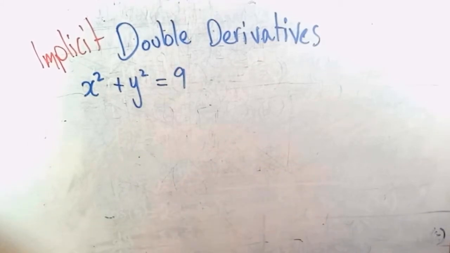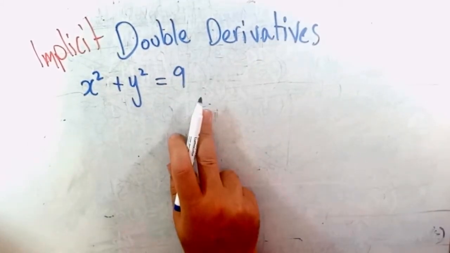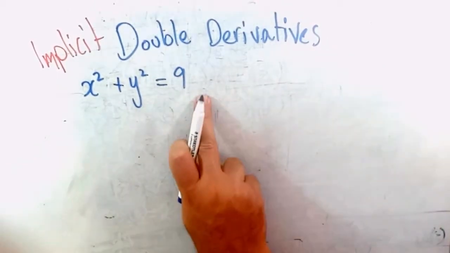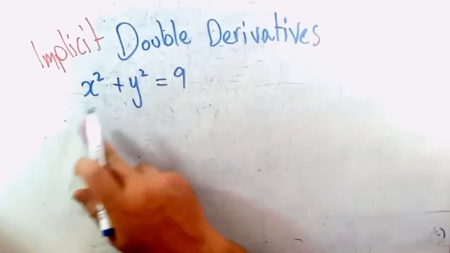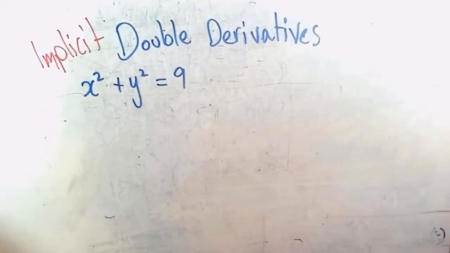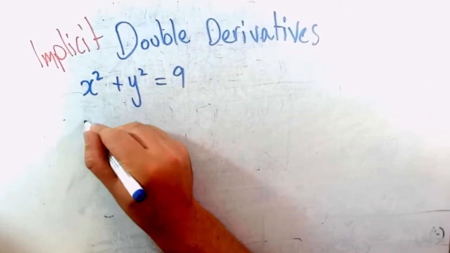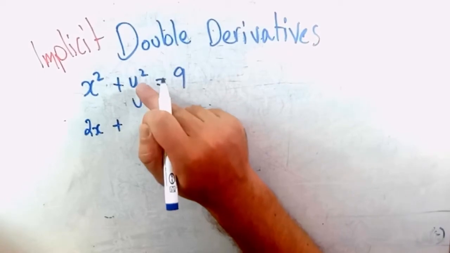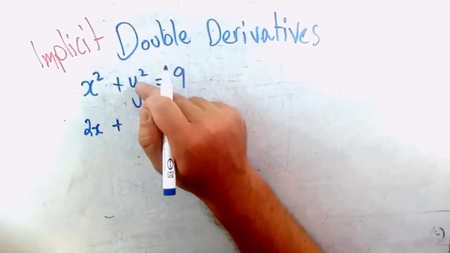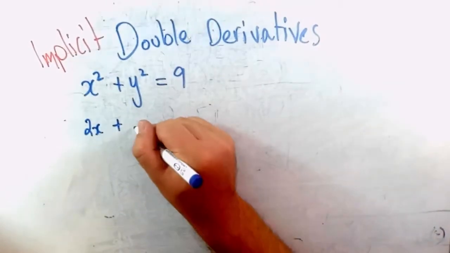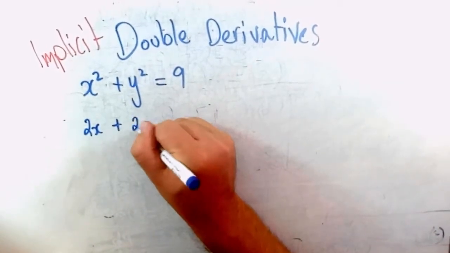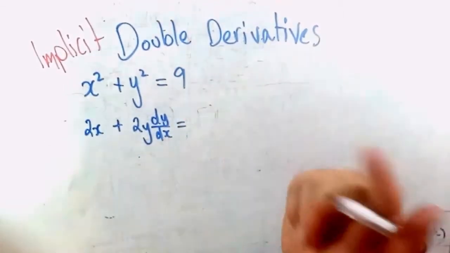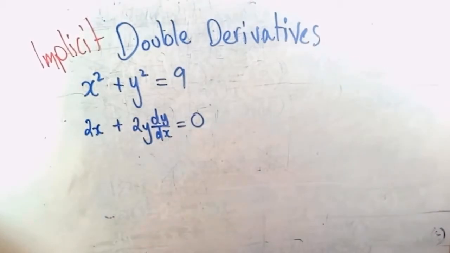Okay, so for implicit differentiation, to take a derivative, we take the derivative of each of these bits with respect to x. So x squared with respect to x, we've done this before, we get 2x. So that's easy. To take y squared with respect to x, I just take it with respect to y first, and then times it by dy dx. And then 9 is a constant with respect to x, it's just 0.